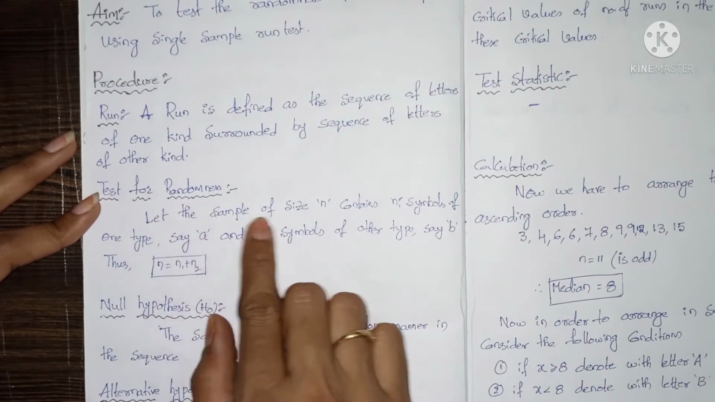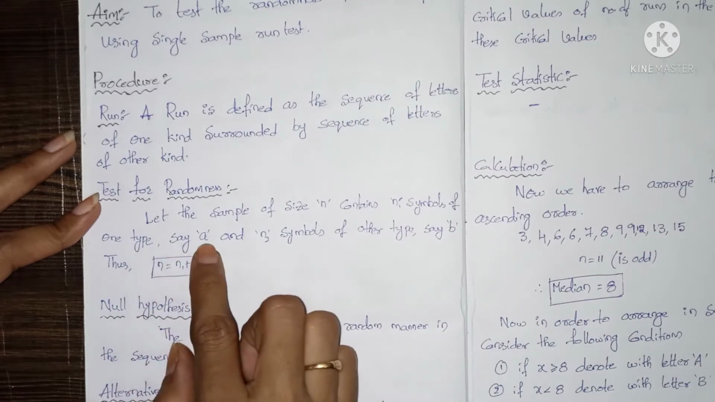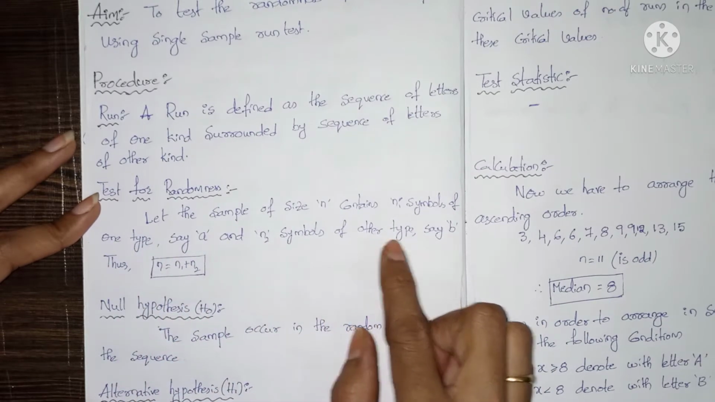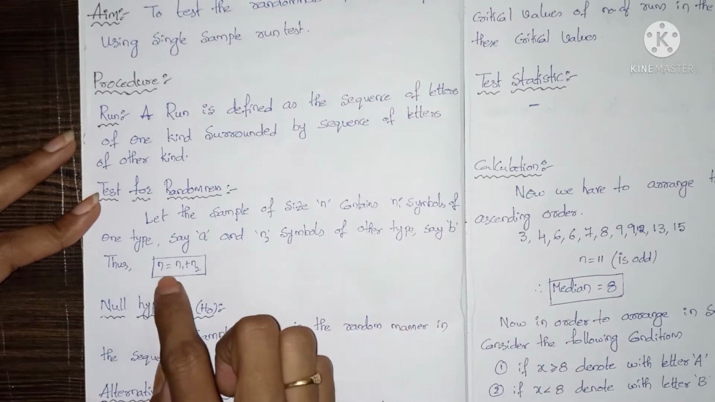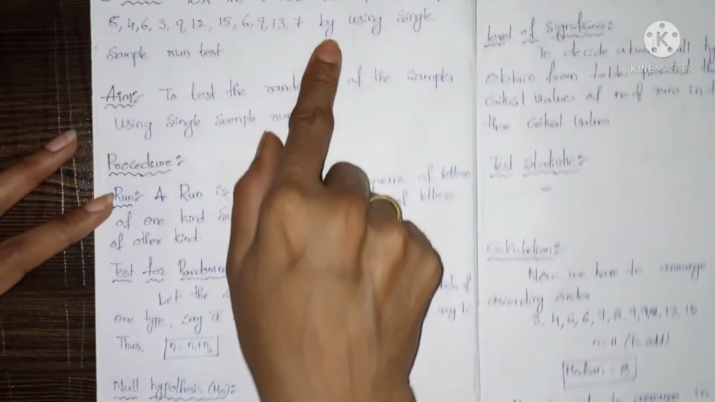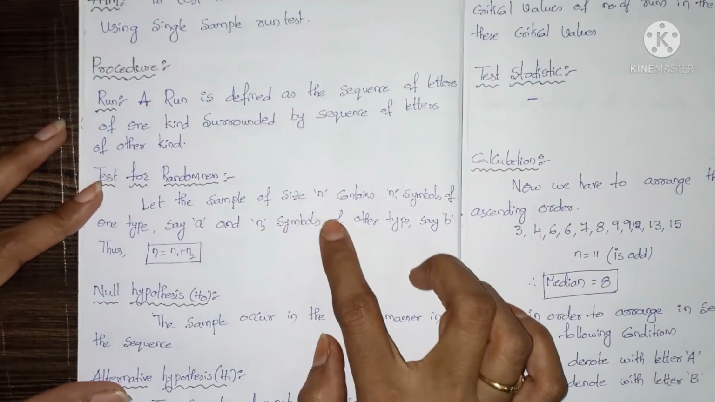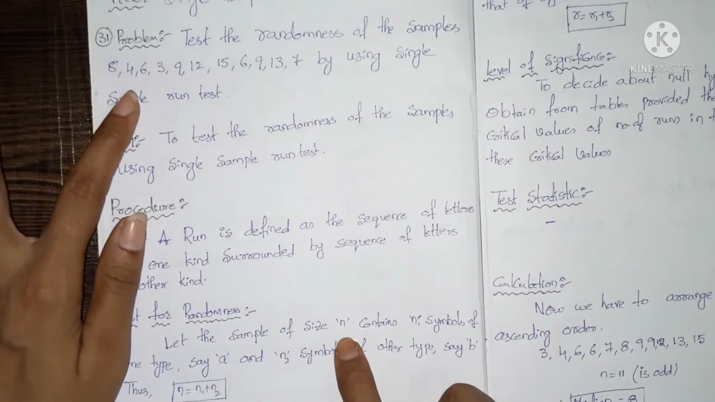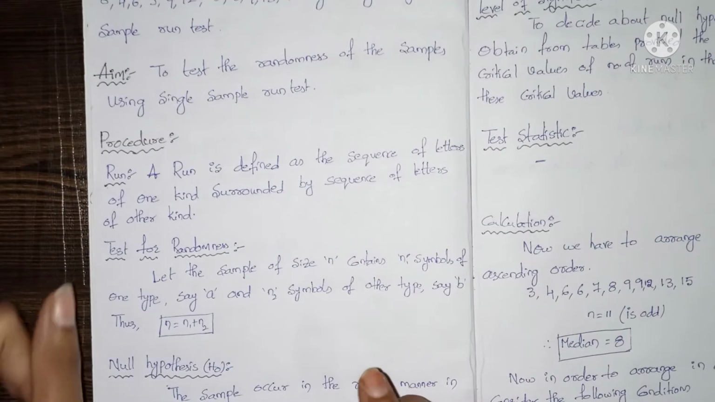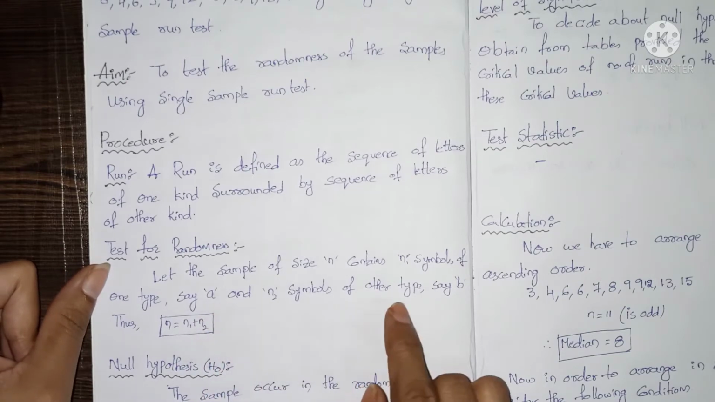Let the sample of size n contain n1 symbols of one type, say A, and n2 symbols of other type, say B. Thus, n equals n1 plus n2. So n is nothing but the given sample size, that means the number of observations in the sample. In that sample, it contains two kinds of symbols: one is A and the other is B.